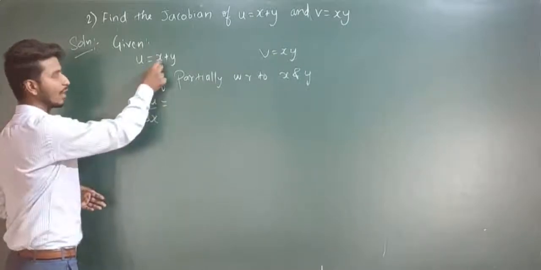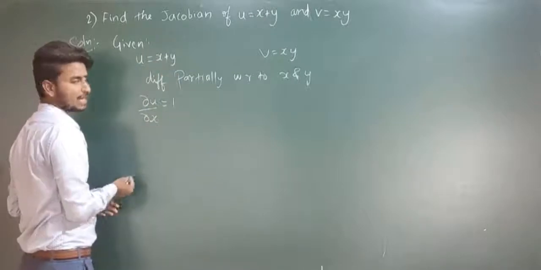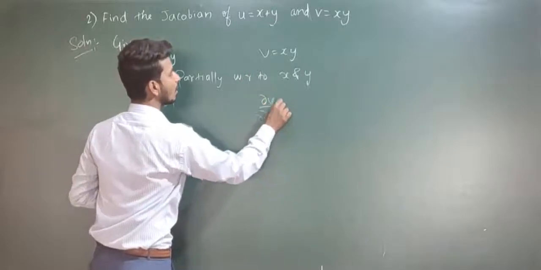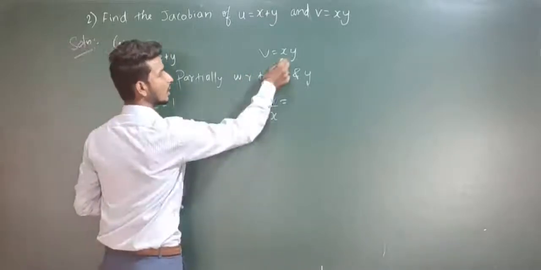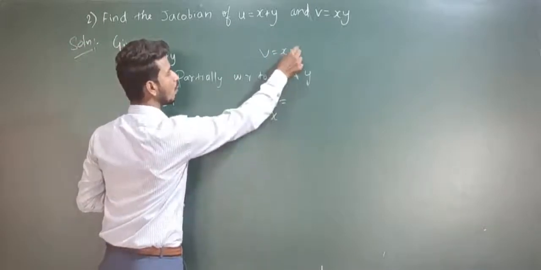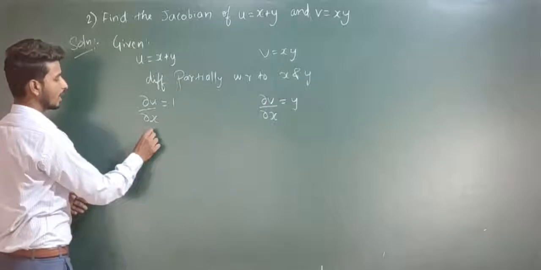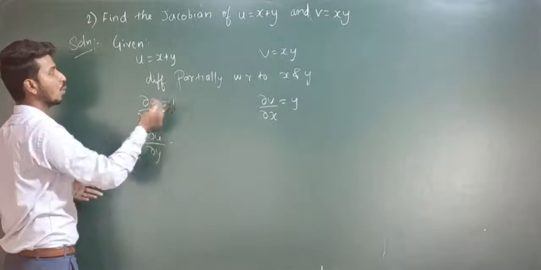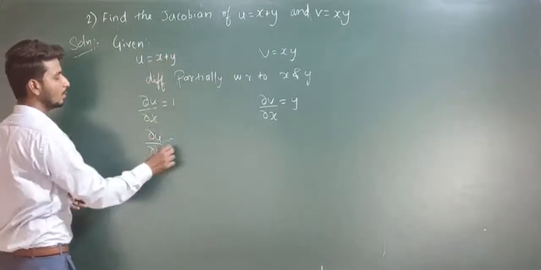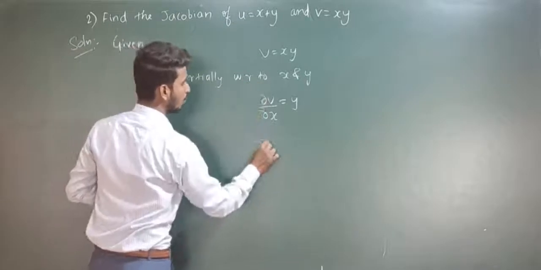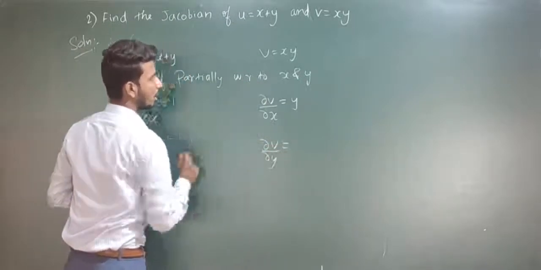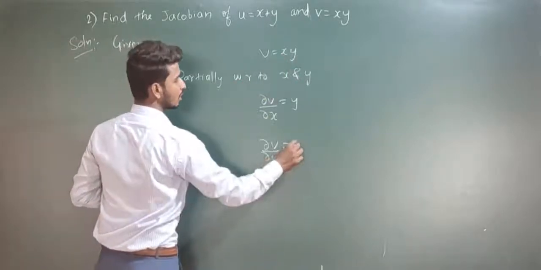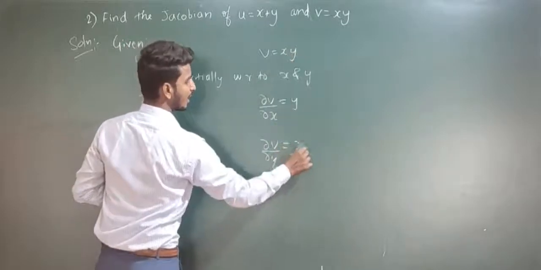So we differentiate with respect to x, so this will be 1 and this will be 0 because this is the constant term. Next, dou v by dou x, that is, here we differentiate with respect to x, so this will be 1 into y is y. Next, dou u by dou y. Now we have to differentiate this with respect to y. Here now x will be constant and this will be 1. Now dou v by dou y. Here we differentiate with respect to y, so this will be constant and this will be 1 into x is x.